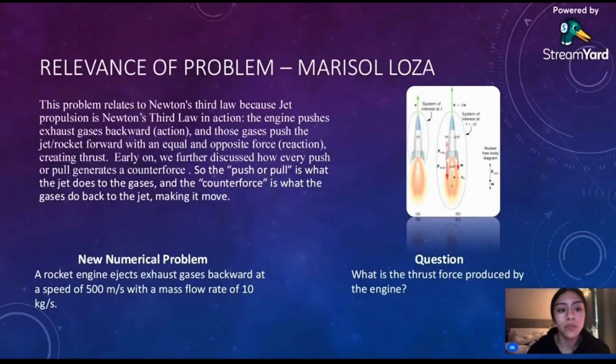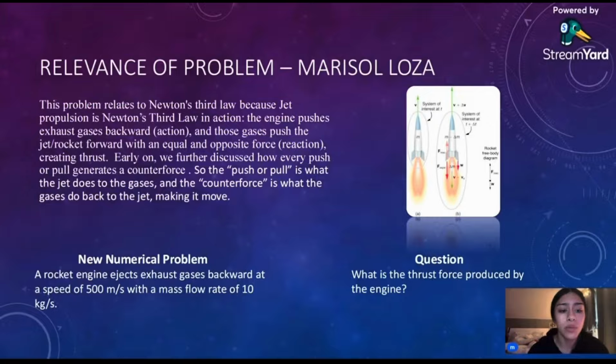Relevancy of the problem. This problem relates to Newton's third law because jet propulsion is Newton's third law in action. The engine pushes exhaust gases backward, which is the action, and then those gases push the jet or rocket forward with an equal and opposite force, which is the reaction, creating thrust. Earlier on, we discussed how every push and pull generates a counterforce. So the push is what the jet does to the gases, and the counterforce is what the gases do back to the jet, making it move.